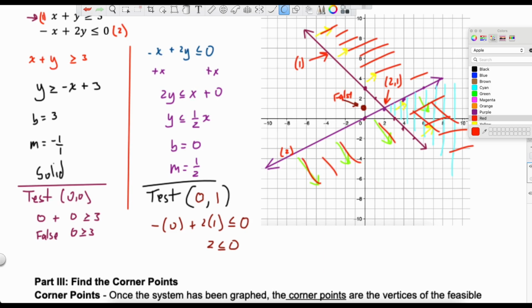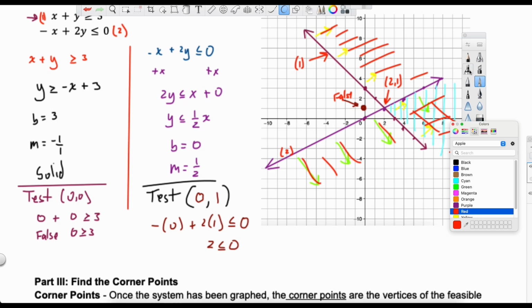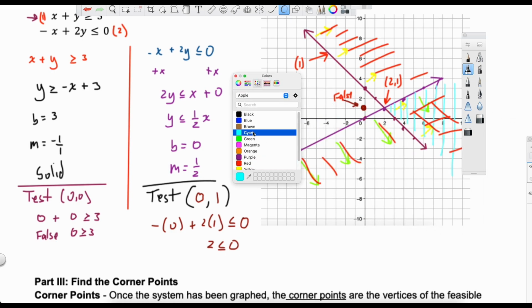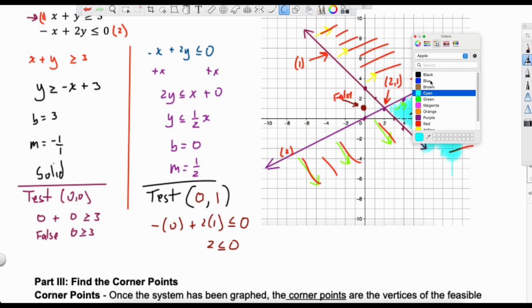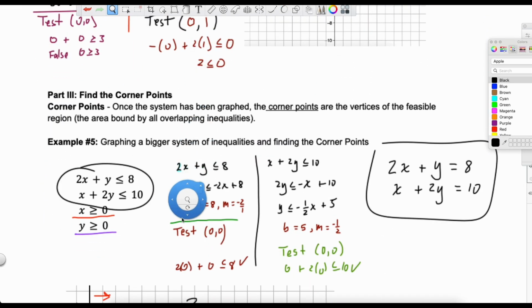So we're going to shade down this way. And where do the regions overlap? They overlap in this region right here. Okay, so that's the solution of this system of linear inequalities. So I hope that makes sense.